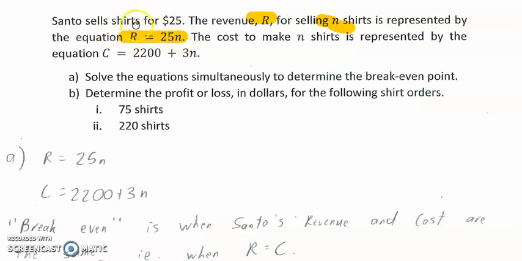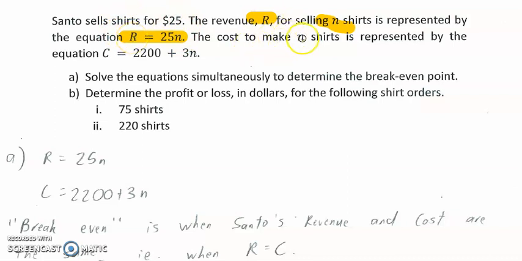Well, basically it's saying the amount of money he makes, Santo's revenue, is equal to 25 multiplied by number of shirts he sells. So in other words, each shirt he sells is $25. $25 multiplied by number of shirts is how much money he's going to make.